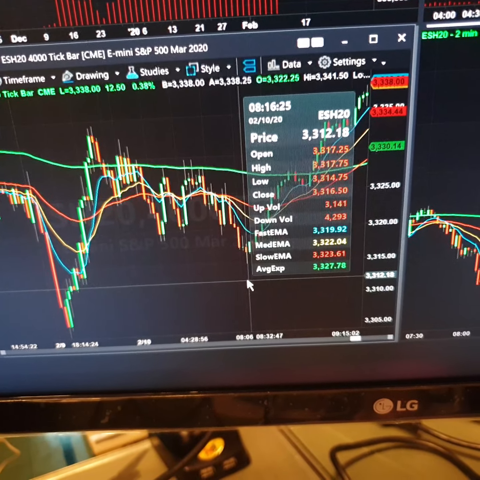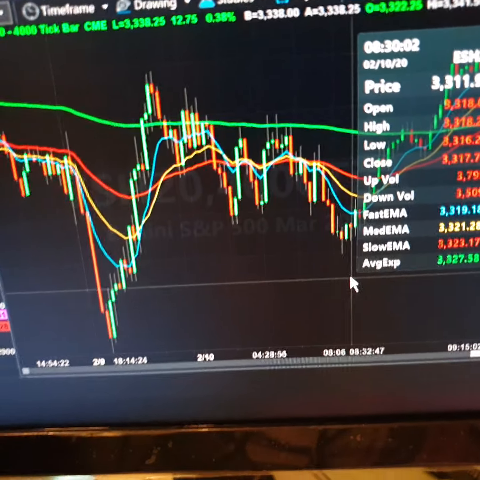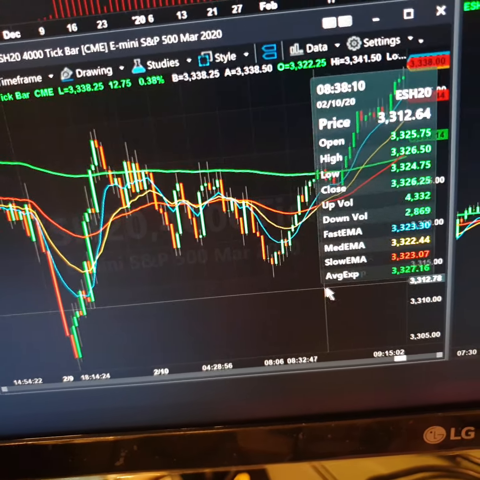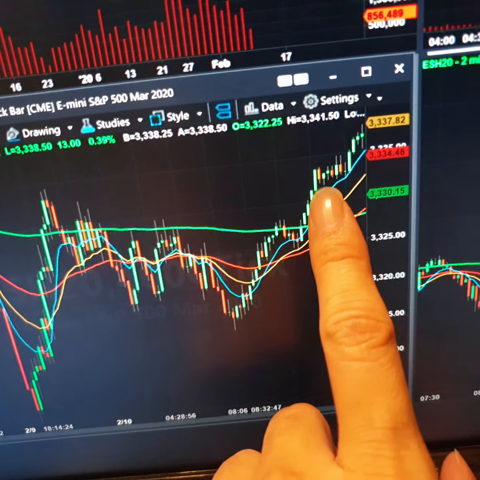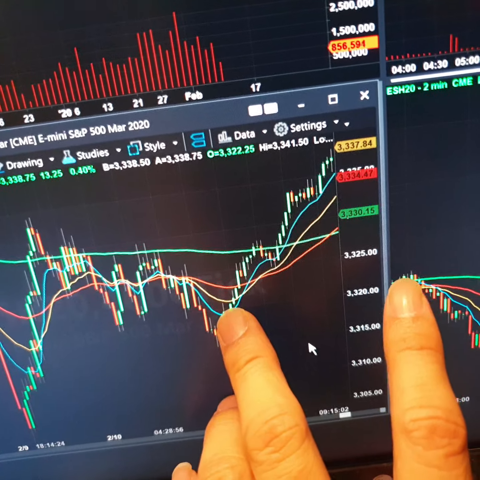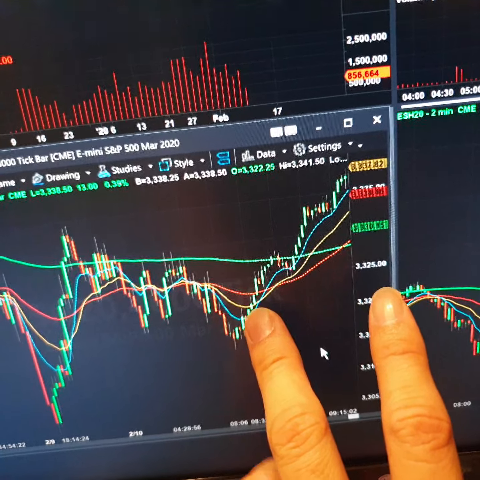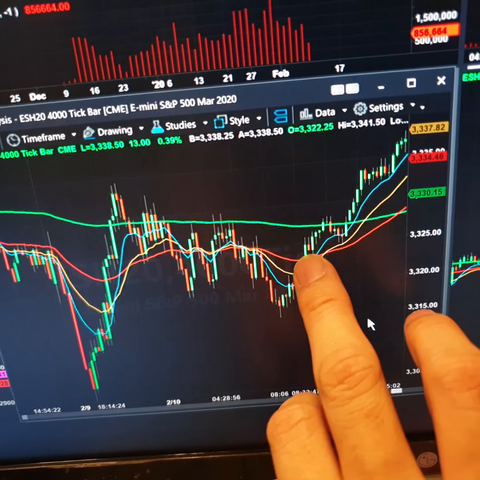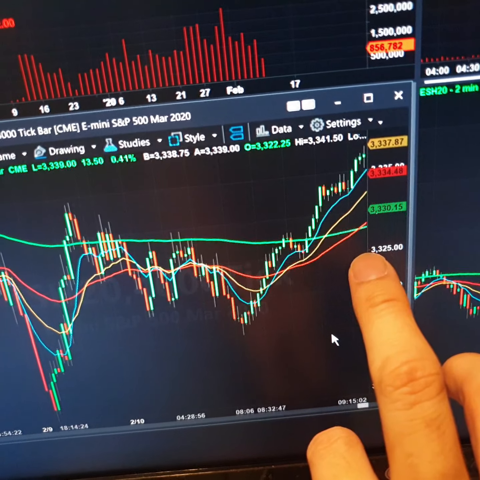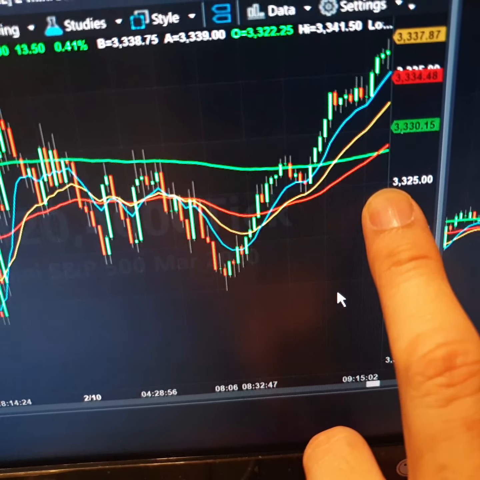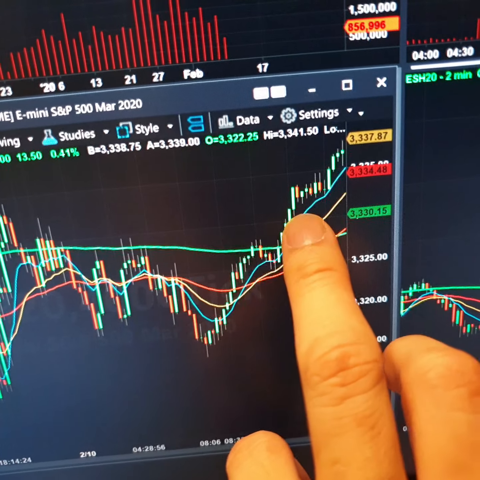I bought it before the market opened, and then once the market opened around 8:30, as you can see here, it went up like this. Went up, 8:30, went up like crazy. So I'm just moving my protective stops, or I just let it go and let my profit run until it hits around here, which is around 3,325. I take profit here, and then I take profit here.